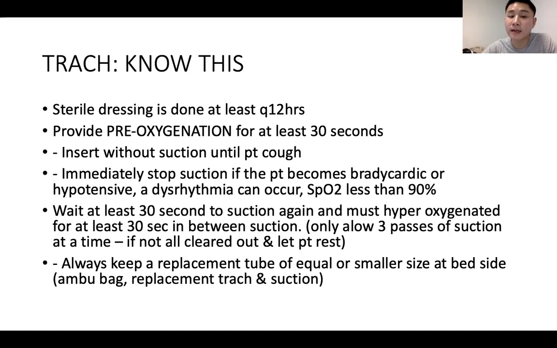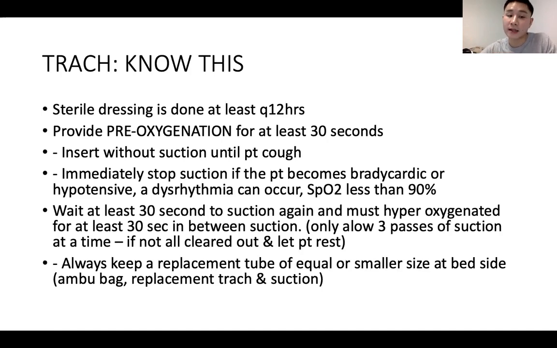So we have to immediately stop the suction if the patient becomes bradycardic, meaning the heart rate drops, or hypotensive, the blood pressure drops, dysrhythmia, or the SpO2 is less than 90%. So this brings up the pulse ox. Before we do the tracheostomy suction, we have to put the pulse ox on the patient's finger. When we suction the patient, we have to continuously monitor that pulse ox. And if the pulse ox is less than 90%, we have to stop the suction immediately.